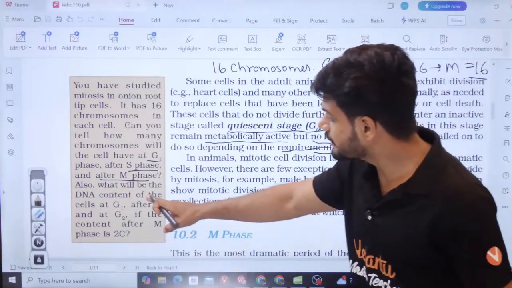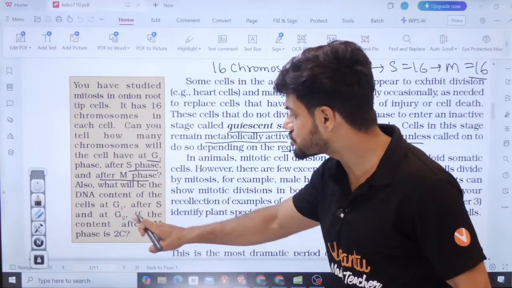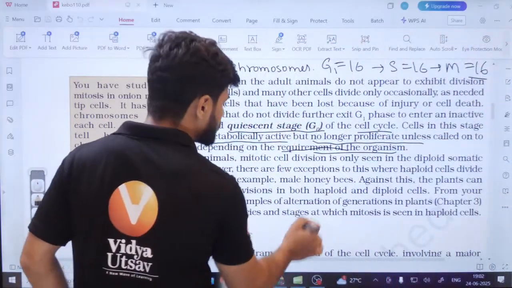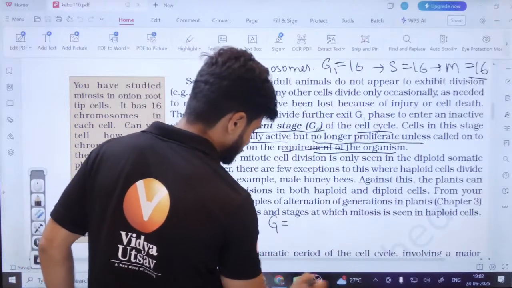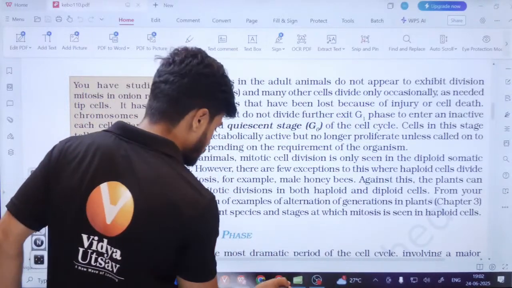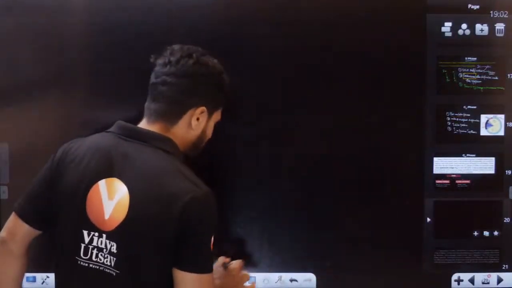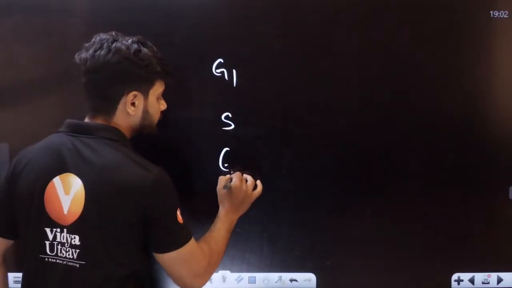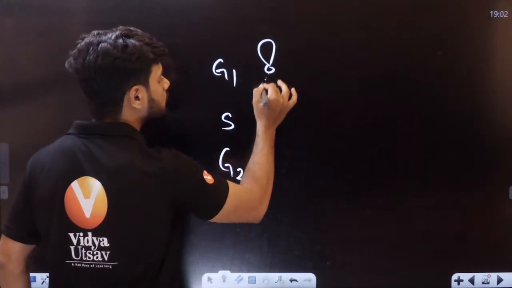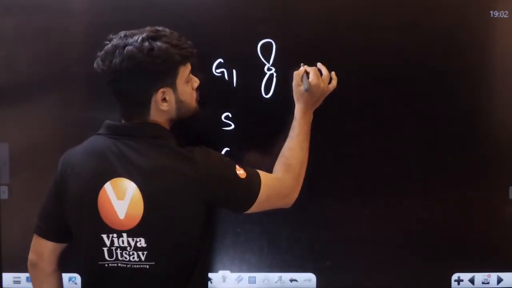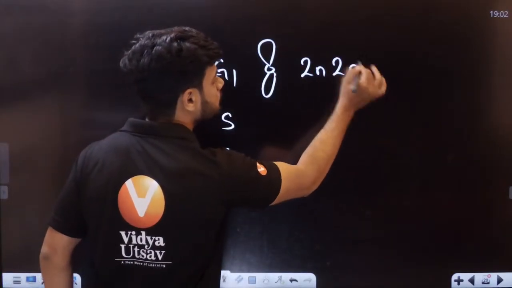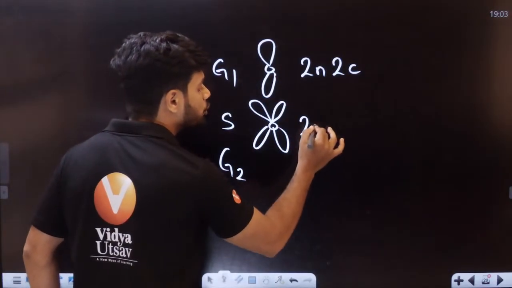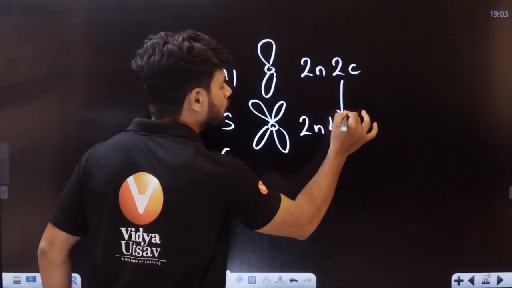Now, what will be the DNA content of these cells at G1, S, G2? DNA content will change, obviously. Let's say here in G1 we have 2n and 2C. In S phase the DNA content doubles, so we become 2n and 4C. The DNA content is doubling.